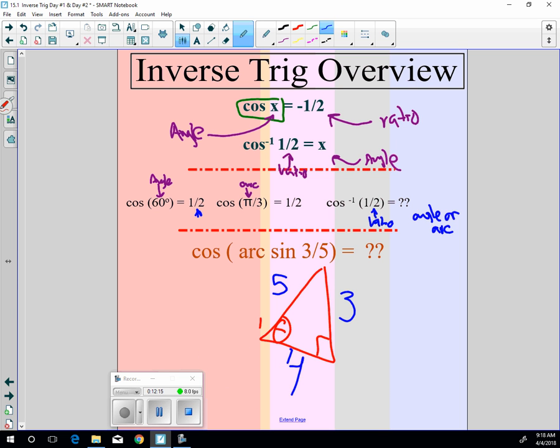Now we made the triangle. We turned the ratio into an angle. Now we're going to turn it back into a ratio because this tells us to do what to the triangle? Cosine it. 4/5. So the cosine of the arcsine of 3/5 is 4/5. It's not hard, as long as you can sing. And you guys have lovely singing voices, by the way.